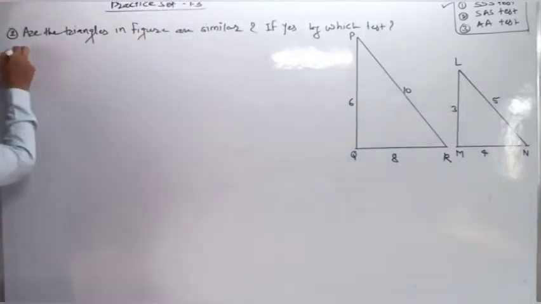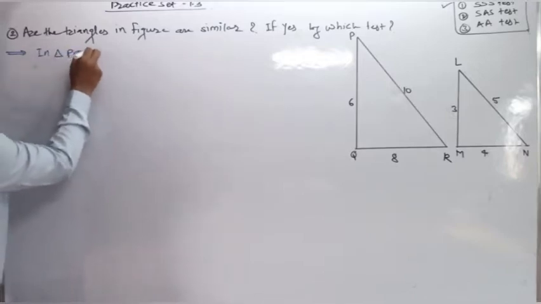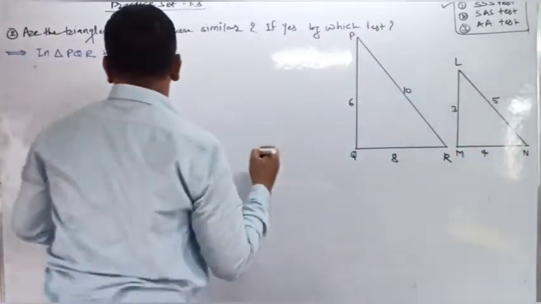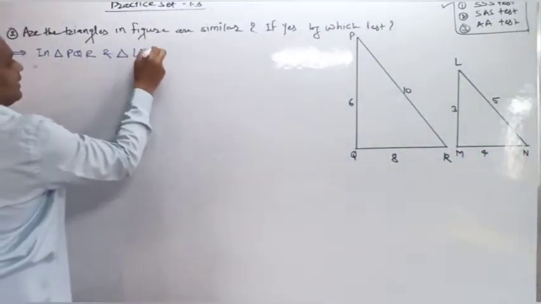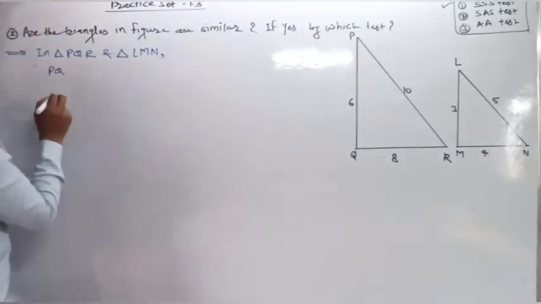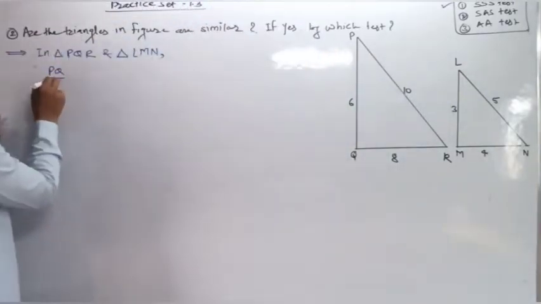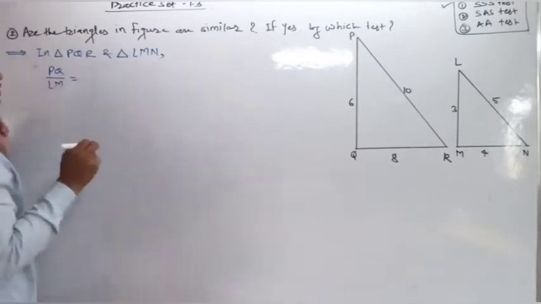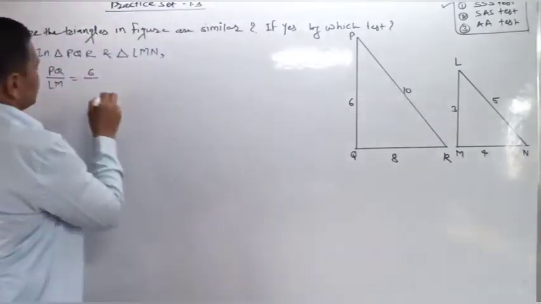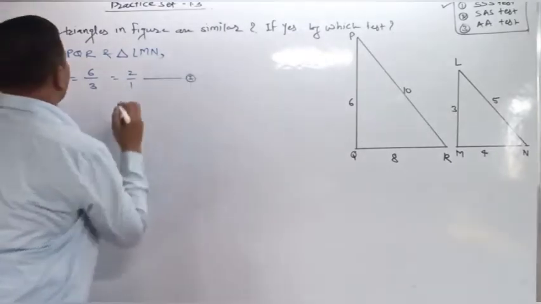Now in triangle PQR and triangle LMN. First of all, find the ratio of corresponding sides of the two triangles. PQ by LM. PQ by LM equals, what is the length of PQ? It is 6, divided by LM, 3, equals 2 by 1. This is step number first, right?